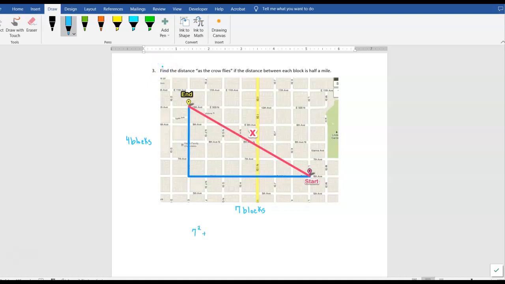So 7 squared plus 4 squared is going to equal, in this case, this big X squared. And so we're going to end up with 65 square blocks is equal to our big X squared. And when we take the square root, we're going to end up with 8.06 blocks is the crow's distance.